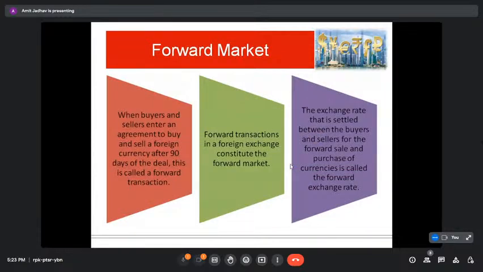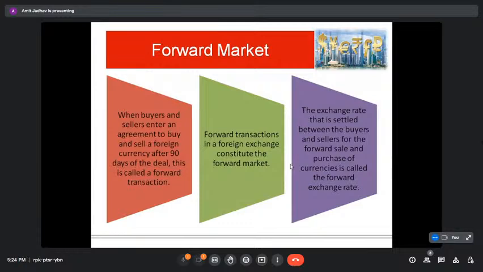Forward market means when buyers and sellers enter into an agreement to buy and sell foreign currency after 90 days of the deal. This is called a forward transaction. So here the buyer and the seller of a foreign currency have an agreement, and in that agreement they sell the foreign currency after 90 days of the deal, which is called a forward transaction. So basically, the forward transactions in foreign exchange constitute the forward market.